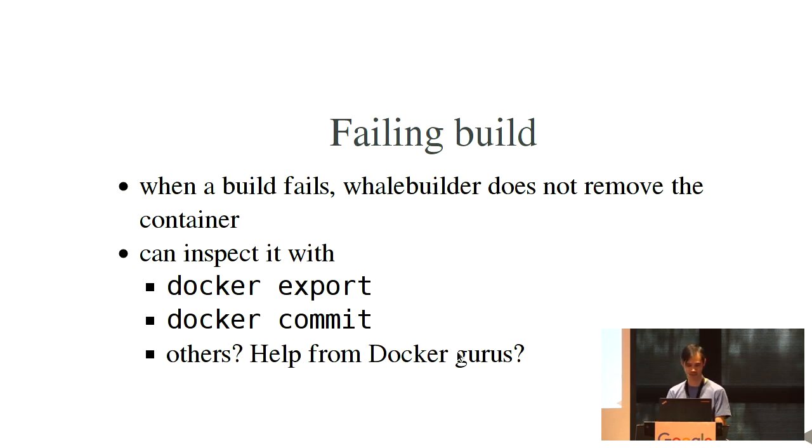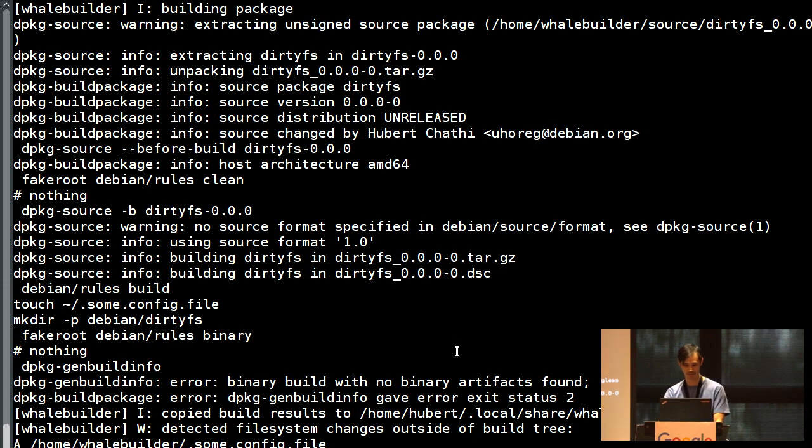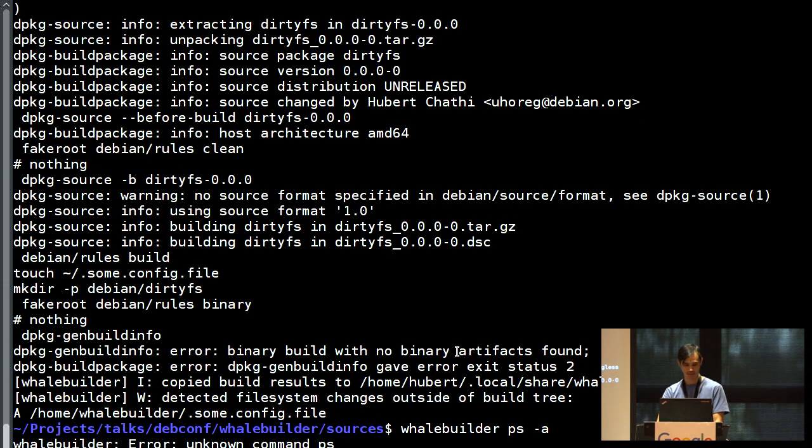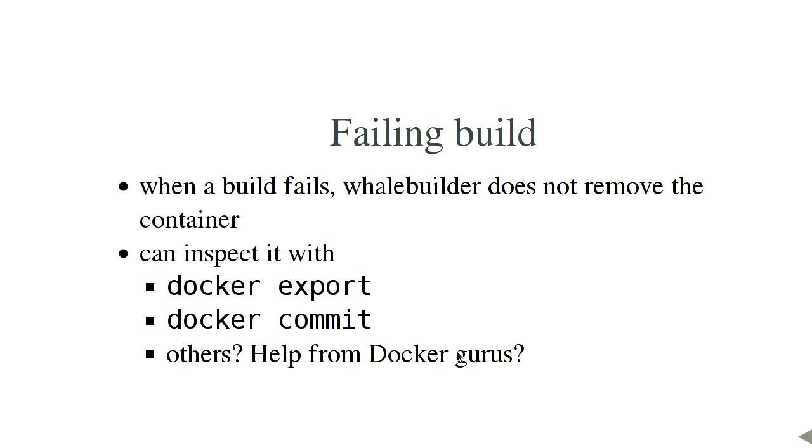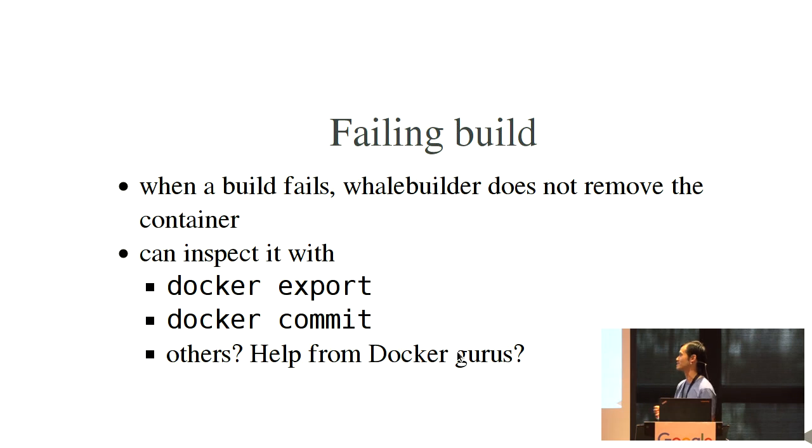If the build fails, then WhaleBuilder does not remove the container. Sorry, wrong command. Okay, that was not supposed to happen. It's not supposed to remove the container, so that you can inspect it with either docker export, which will give you a tarball, or docker commit, which will create an image. What I'd really like to do is to just jump into that container, but I can't figure out how to do that because it's a stopped container and Docker doesn't allow me to do that. So if there's any Docker gurus out there, then let me know.